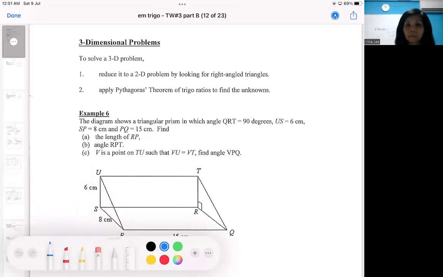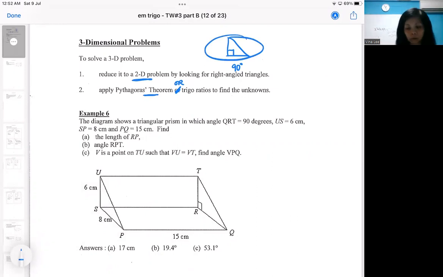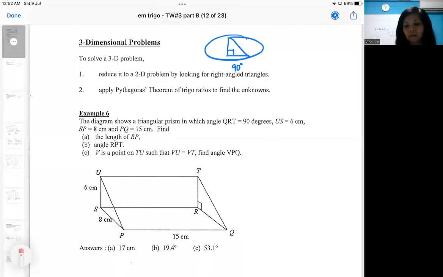a 90 degree. So we will usually look for 90 degree and make it into two-dimensional. So two-dimensional means it will just become simple triangle. Okay, and then sometimes there will be Pythagoras theorem, or there will be trigo that you will be using because of this kind of simple triangle that you manage to get up. So the idea is to visualize 90 degree that doesn't look like 90 degree.